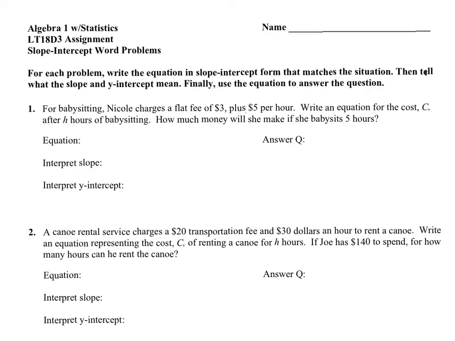So if you're looking at number 1, it says for babysitting, Nicole charges a flat fee of $3 plus $5 an hour. Write an equation for the cost C after H hours of babysitting, and then it asks the question, how much money will she make? So when we're going to start writing our equation, instead of y equals mx plus b, the first one we're going to use is this C over here on the right, because it says write an equation for the cost it's going to charge you for hiring Nicole.